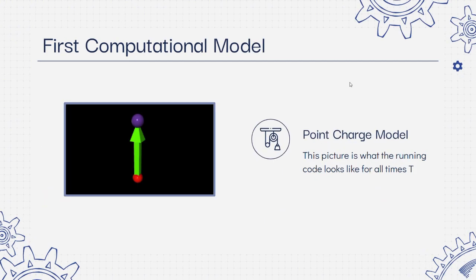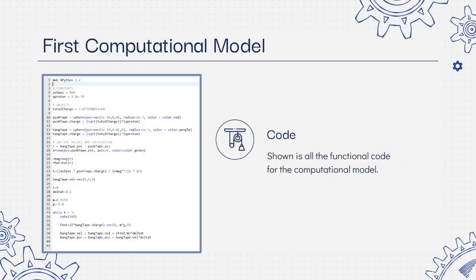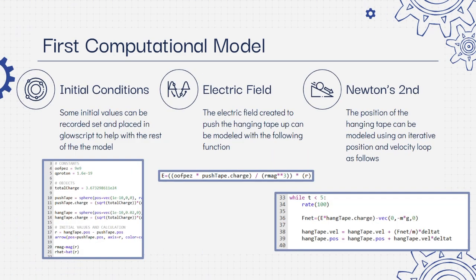So this was the first computational model, where we just had 2 point charges. That's what it looks like, and here's all the code for it. The way I did this was I took some initial conditions you see on the left, and basically set up all the charges and the tapes so they'll actually run. I did some R manipulation, like R hat and R mag, and then put it into the electric field equation here, and then used that multiplied by charge to get the force. And then down here we use Newton's second law to create motion, to make sure that it's not moving.